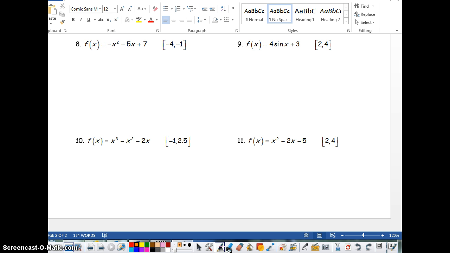If you look at these problems, basically the idea is you're given a graph, and then that graph is broken up into a region. Number 8 is from -4 to -1, and I want to know what is the minimum and the maximum in that region.